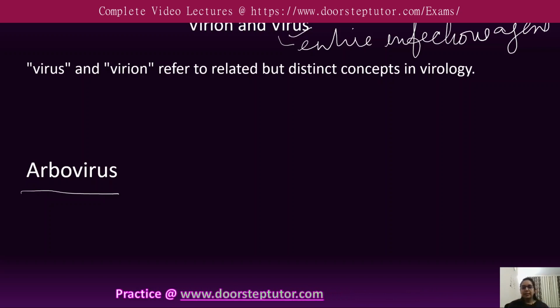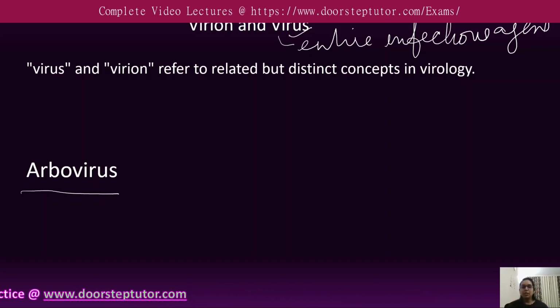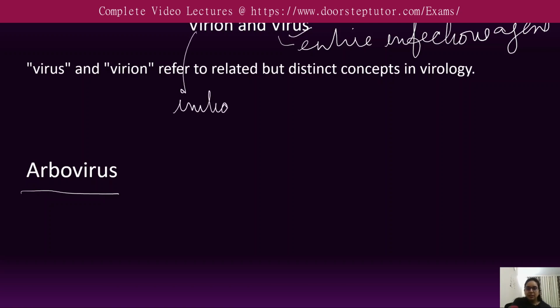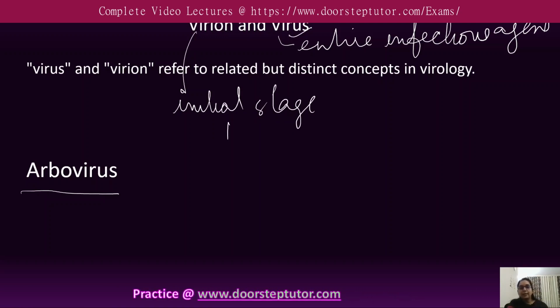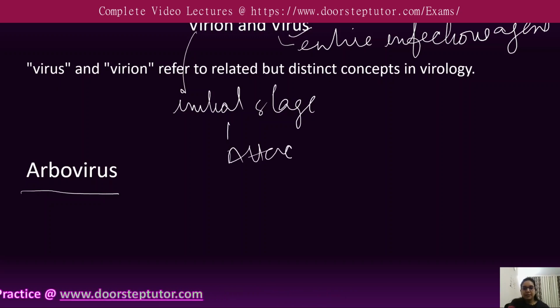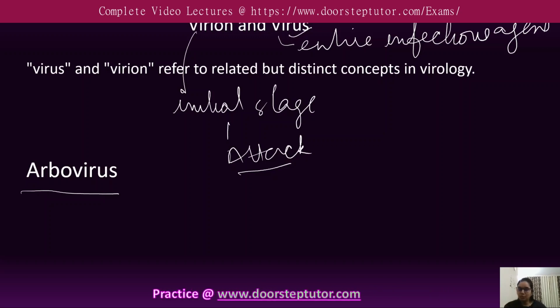A virion refers to the extracellular infectious particle that can enter the host cell and initiate the infection process. It is just the initial stage, when the particle can only attack the host cell. At that stage, the particle is known as a virion. These terms are often used interchangeably, but it is important to recognize the distinction between them in the context of virology.